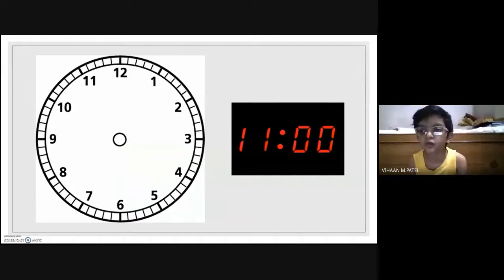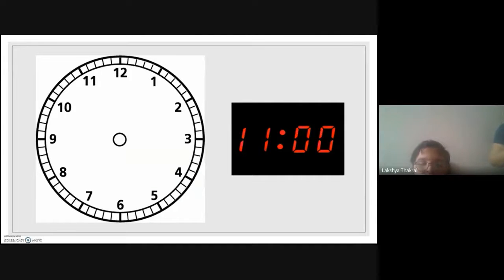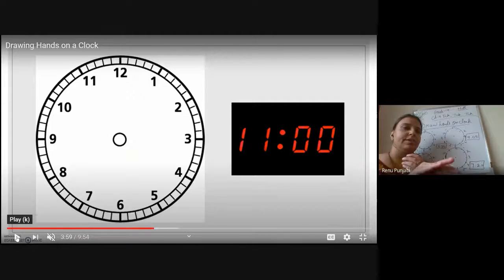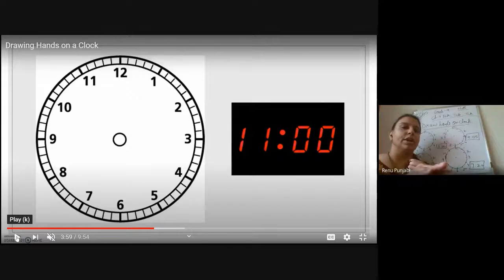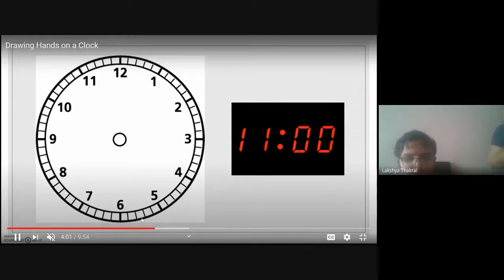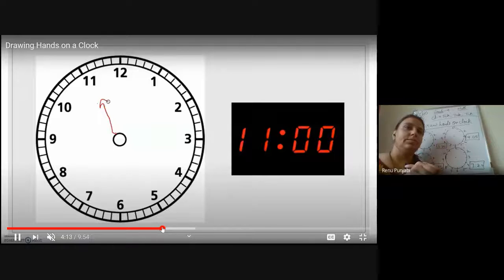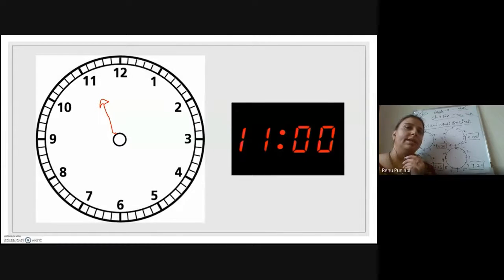Yes, Lakshya, tell me. Where will be the short hand? Short hand on 11, and long hand on 12. Very good. Now switch off your microphone. Thank you, Lakshya. Now, short hand will be on 11 and long hand will be on 12.